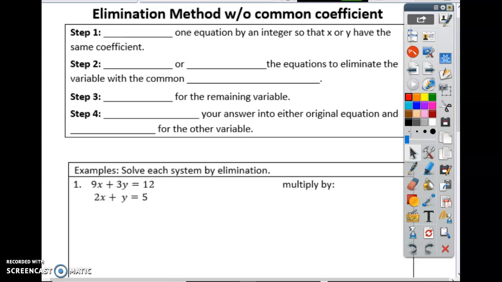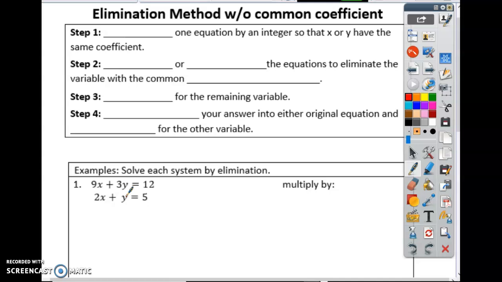Okay, today we're going to be doing elimination again, but if you look at this example, is there anything that I can eliminate? Do the x's look the same? ¿Se ven iguales? No. Do the y's look the same? No. So right now, I cannot do elimination. I'm going to have to do something to make them look the same so that I can eliminate.